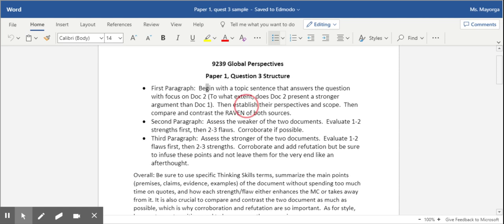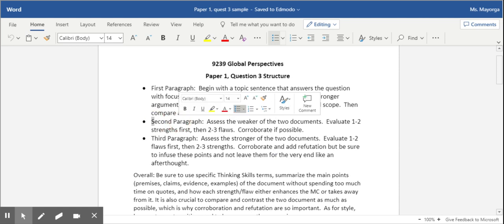The next thing you do is establish their perspectives and scope. This is a new thing I'm adding now that I understand the paper 1 structure a little better in terms of scope. And then lastly, we did this before, compare and contrast the Raven for both sources. Next, second paragraph. You start with the weaker of the two documents. First, evaluating 1 to 2 strengths and then 2 to 3 flaws. Corroborate as soon as you can so you can show the examiners you're considering both documents. Third paragraph is now for the stronger document. Evaluate 1 to 2 flaws first and then 2 to 3 strengths.